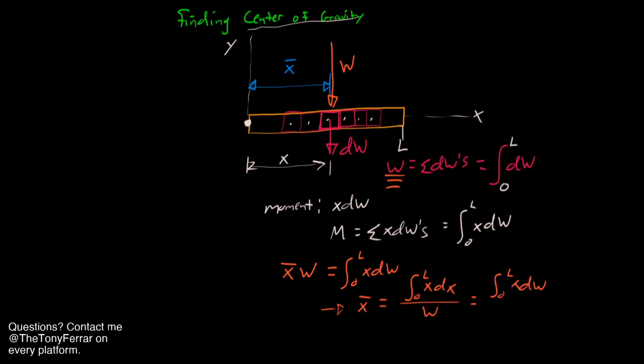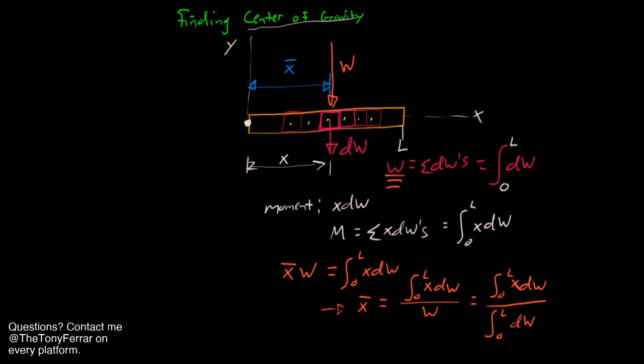Oh, look at that, I miswrote. Made a little error here. Come back and erase that. That's x dw, sorry about that. And divide that by W, which we found already to be the integral from 0 to L of just dw.